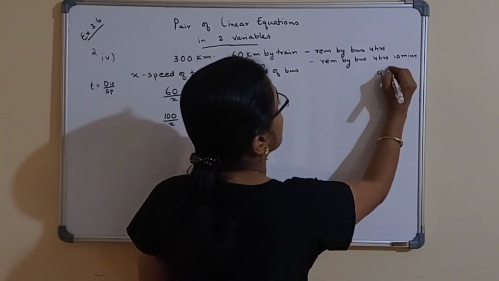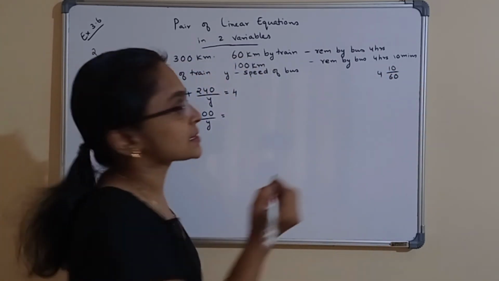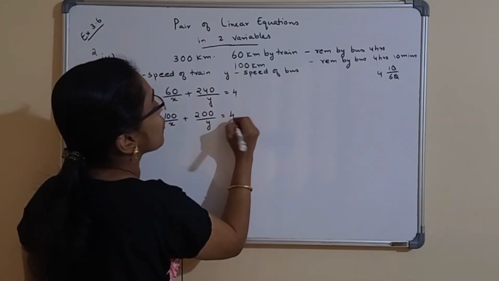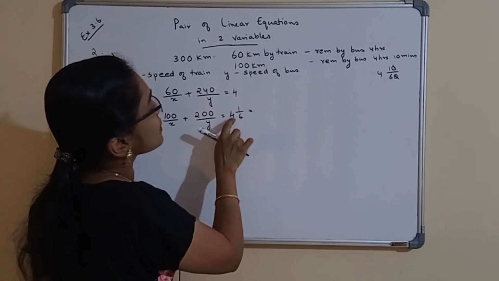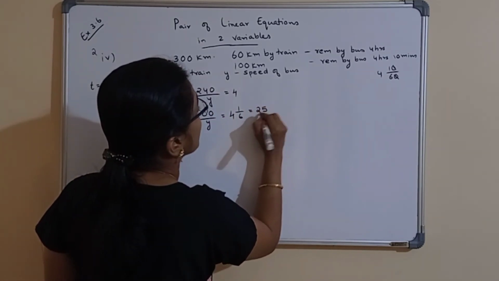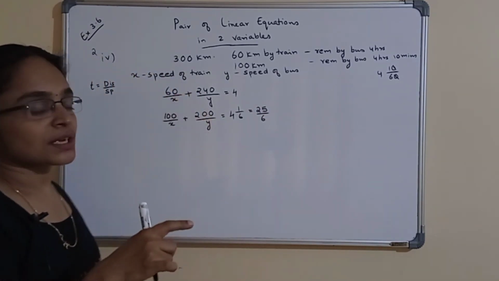So 10 minutes can be written as 10 by 60, which is 1 by 6. So this is equal to 4 1 by 6, and we can write this as an improper fraction, so 25 by 6. Okay, so we got these two equations.